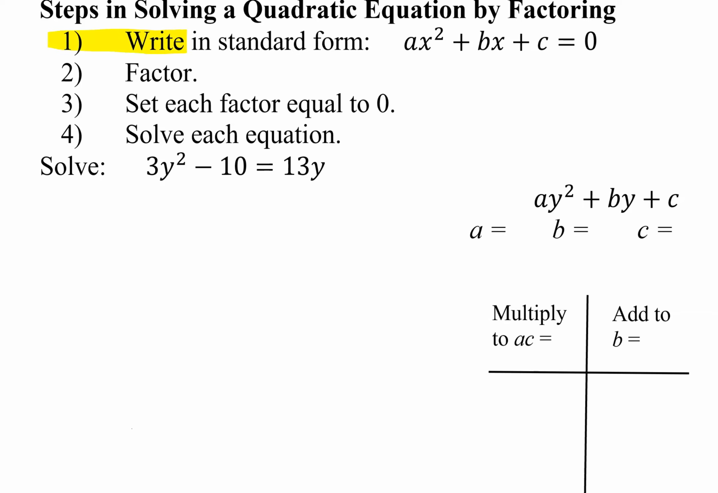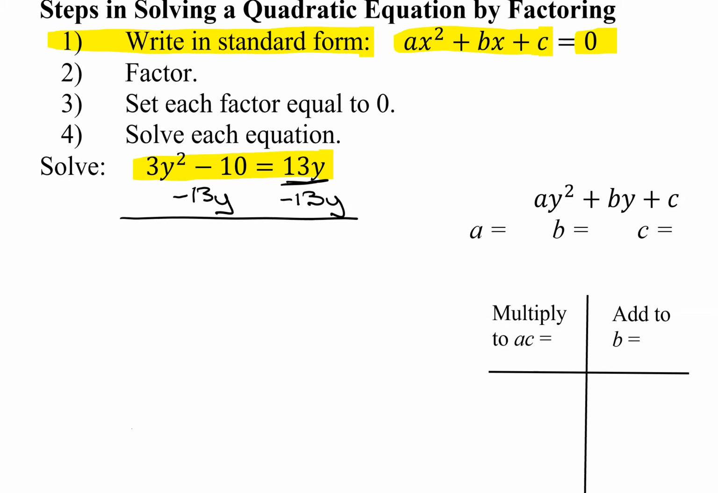The first thing we need to do is write it in standard form. That means I need everything on one side and 0 on the other. So looking at our equation here, is it in standard form? Do I have 0 on one side of the equation? No, I have 13y over here. So what I'm going to have to do is subtract 13y from both sides. That will give me my 0 on the right-hand side.